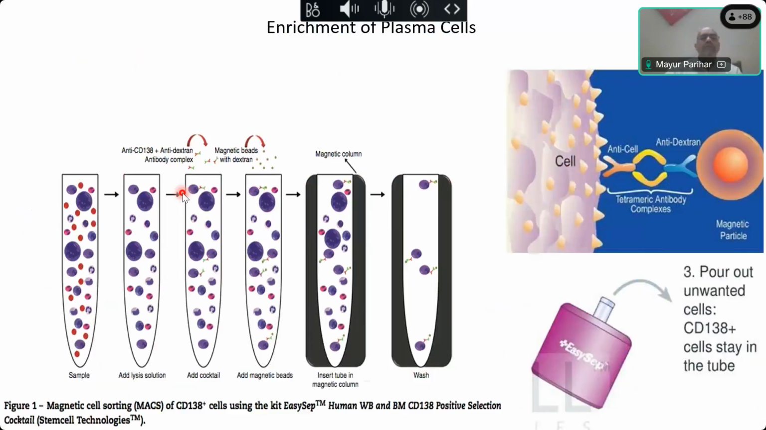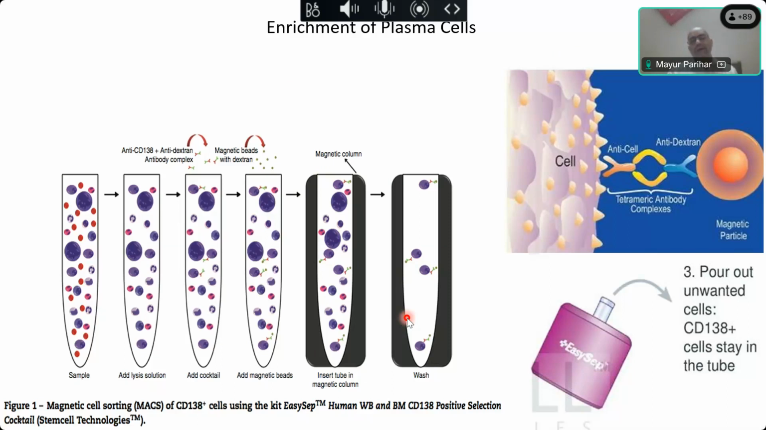What we do is we use a magnetic based separation. We use CD138 antibodies. The CD138 antibodies with iron particles get attached to the plasma cells. You put them in the tube, you put it under the magnet, the plasma cells get clustered on the sides. Myeloma can be a patchy disease. So if you use direct marrow, you are really going to miss a lot of abnormalities.